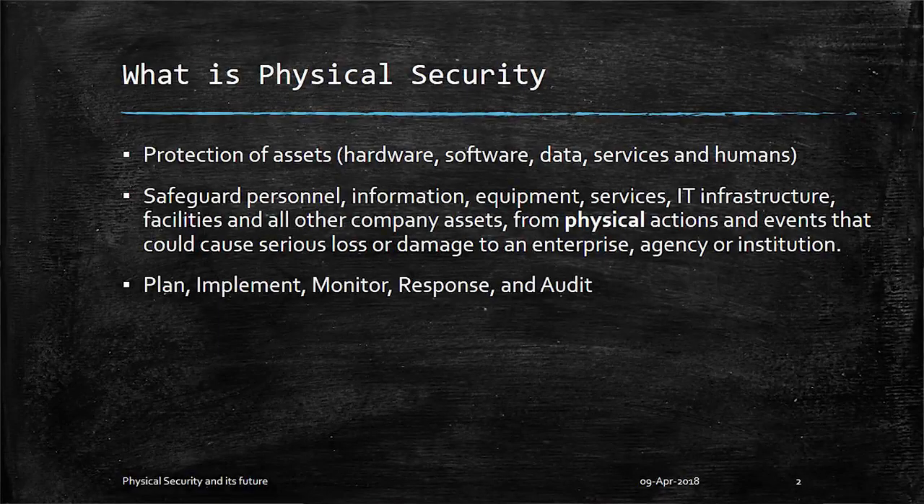Coming to the point, the very first thing is what all of us know: what is physical security. Primarily, the purpose is protection of assets like hardware, software, data, services, and humans. We look at safeguarding people, information, equipment, services, IT infrastructure, facilities, and all other company assets from the physical actions and events that could cause serious loss or damage to the enterprise, agency, or institution.